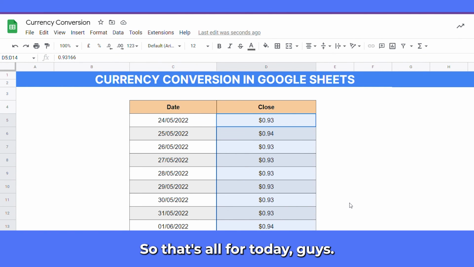So that's all for today guys. This was a short and quick tutorial on how you can convert your currencies in Google Sheets.